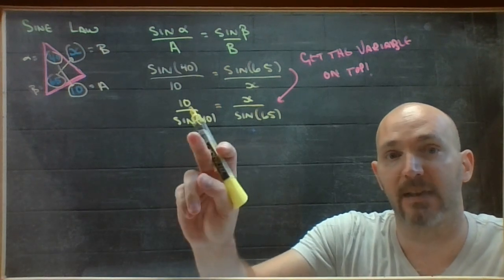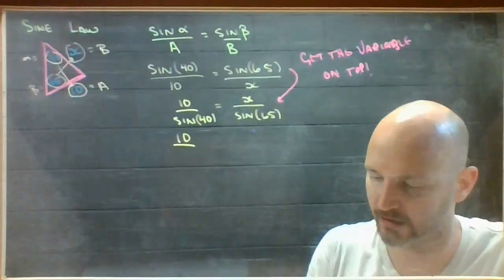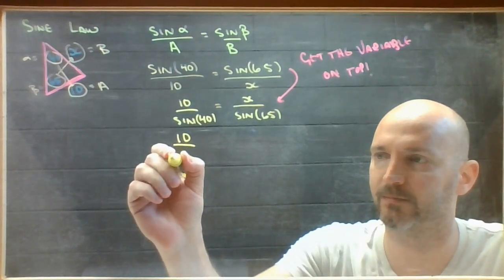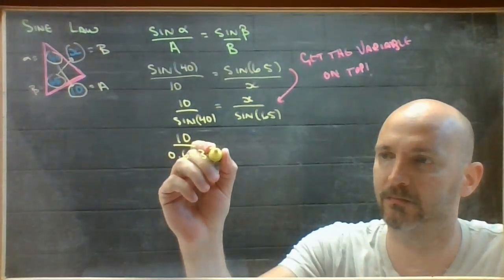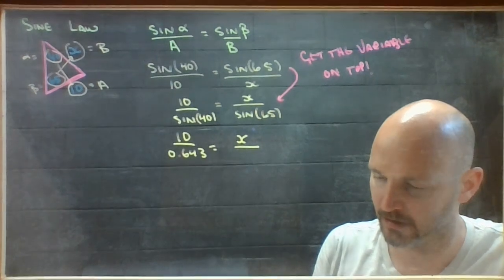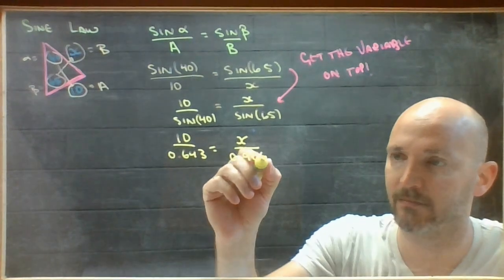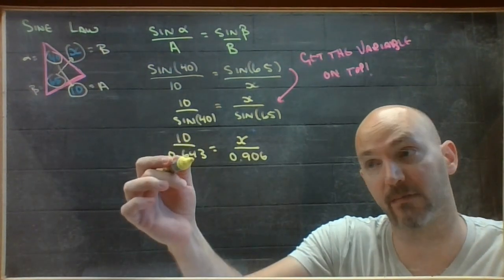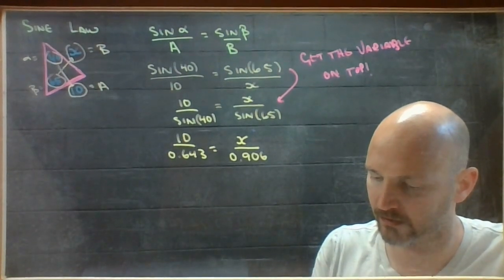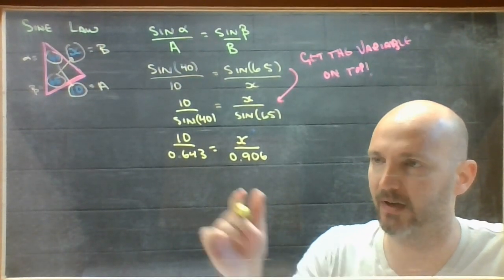All right, I have two sines that I can evaluate using a calculator. So sine of 40 is 0.643, and sine of 65 is 0.906. Now I can do this division. 10 divided by 0.643 gives me 15.552.